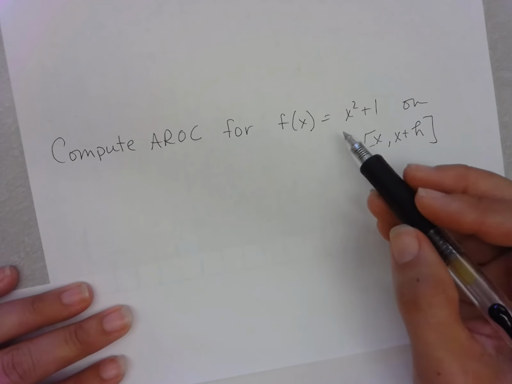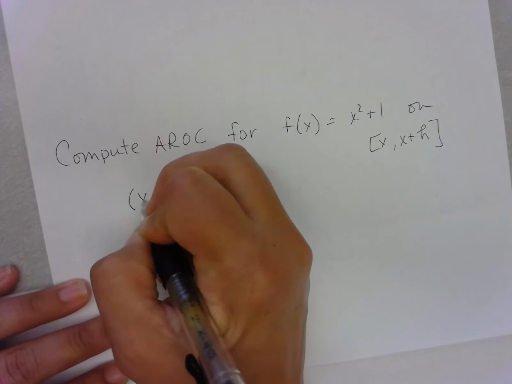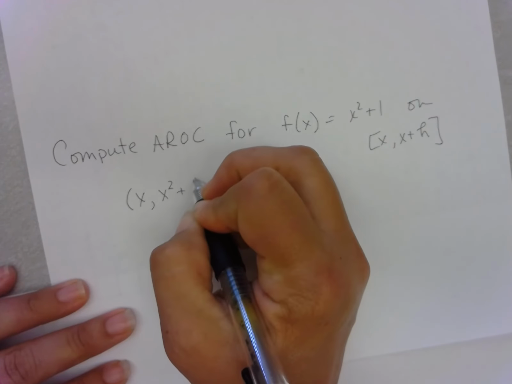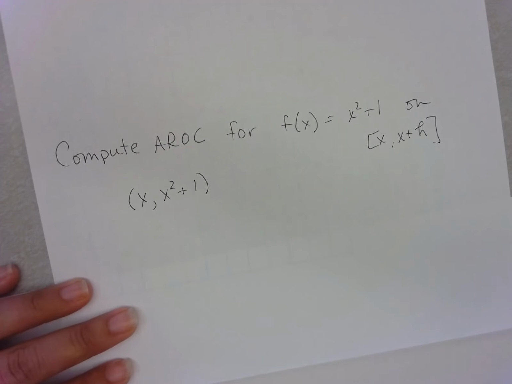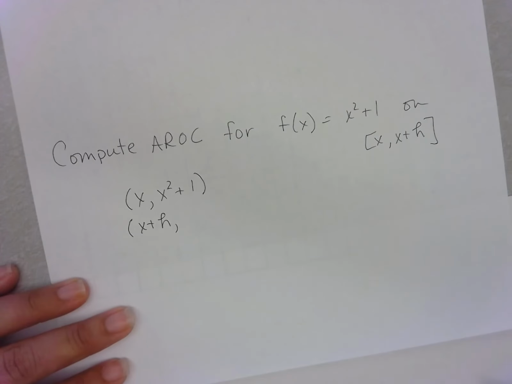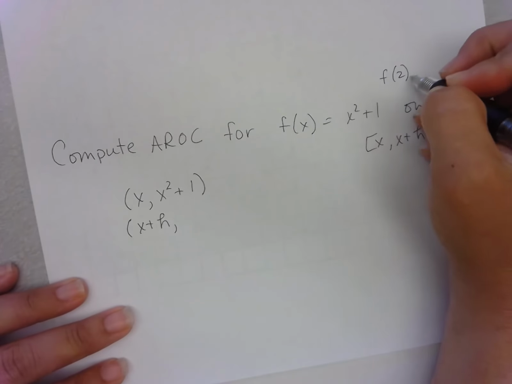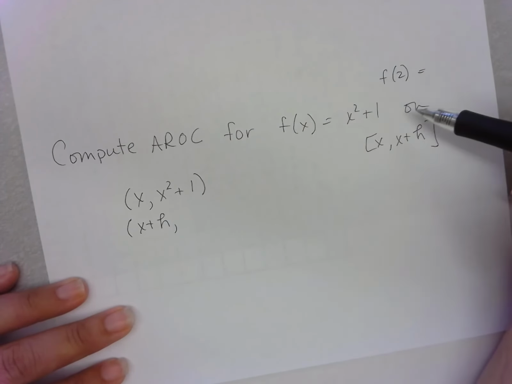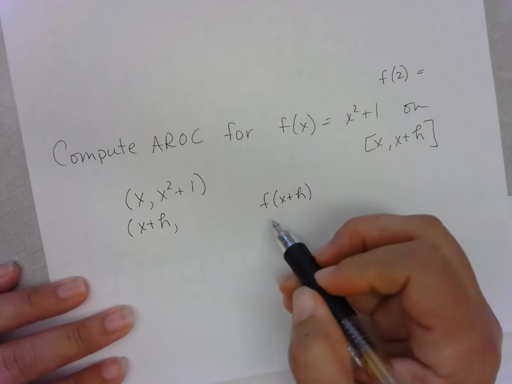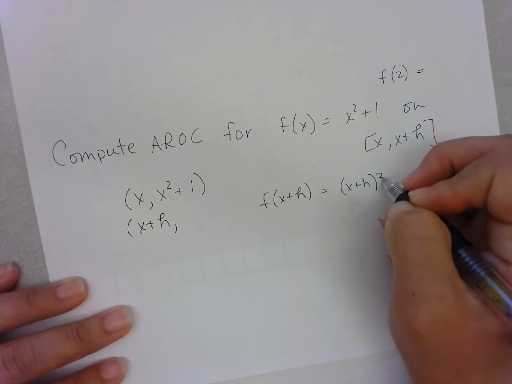But we need to figure out what the y value is. So f of x actually is just x squared plus 1. So I'm going to think of this as an ordered pair, (x, x squared plus 1). And then when I plug in x plus h, I'm going to have to do a little bit of algebra here. If I'd asked for f of 2, then I plug in 2 for x. This time I want f of x plus h, so I plug in x plus h everywhere there's an x. So I get x plus h quantity squared plus 1.